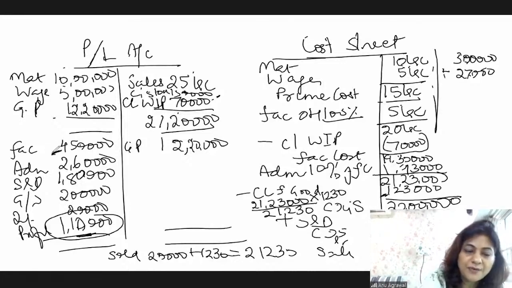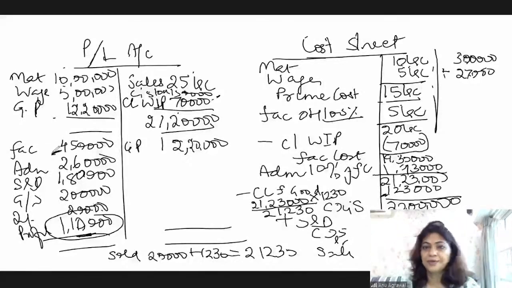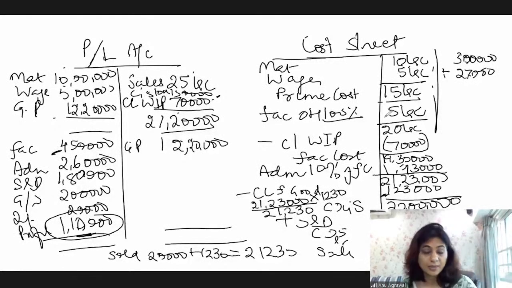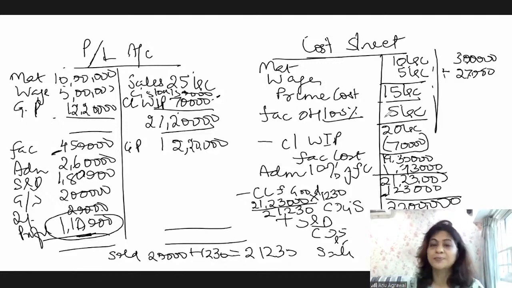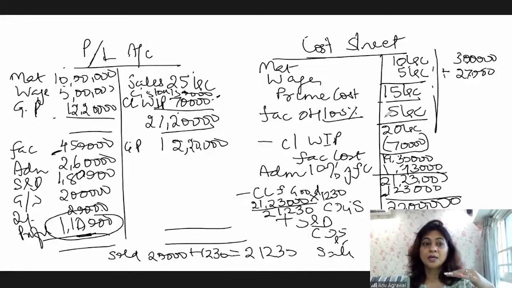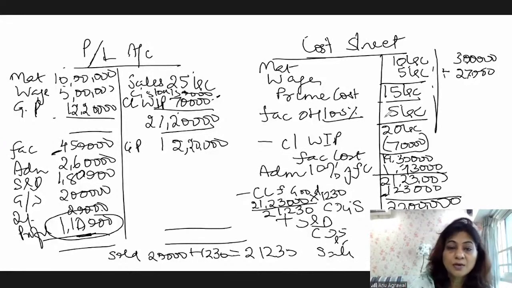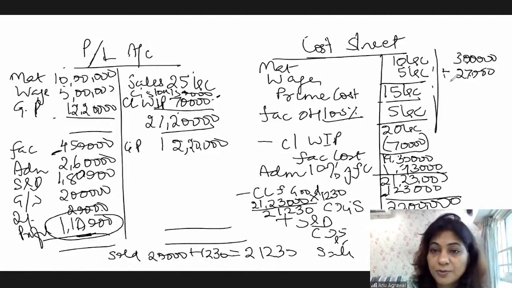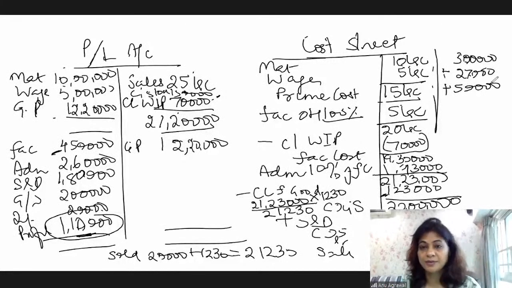Then I move further. The second difference I see is in factory overhead. It is 4,50,000 here and 5 lakh there. I have charged more expenses as far as costing is concerned, so the costing profit is lower. By how much? The difference between 4,50,000 and 5 lakh is 50,000. Costing profit is low, so if I want to reach the finance profit, I need to add 50,000.